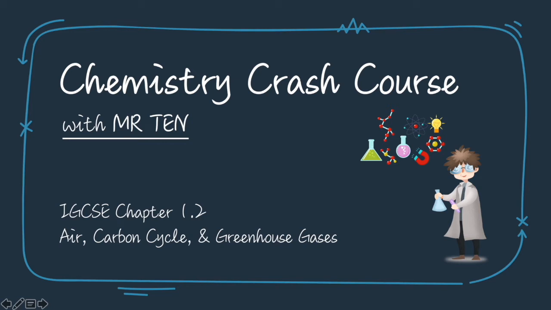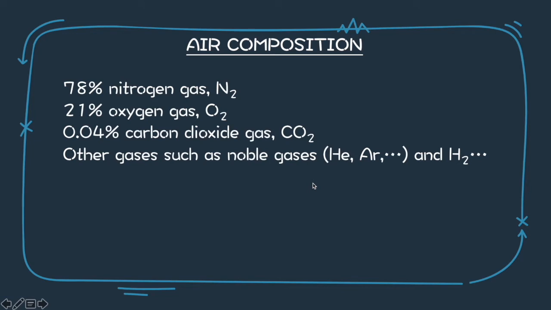Hello everyone, today we are doing a chemistry crash course focusing on the main points in the chapter of air, carbon cycle and greenhouse gases. In this chapter, you have to memorize there are 78% of nitrogen gas, 21% of oxygen and 0.04% of CO2.